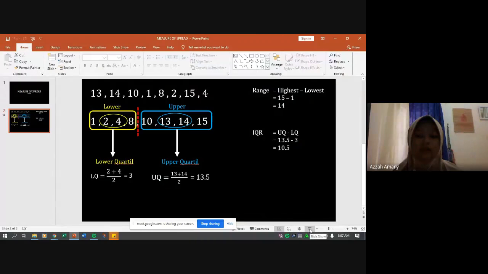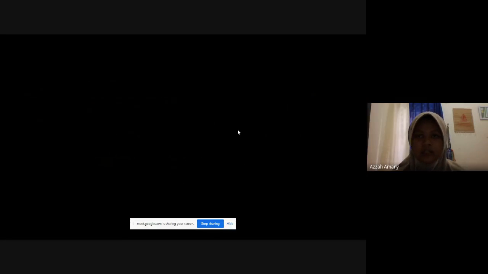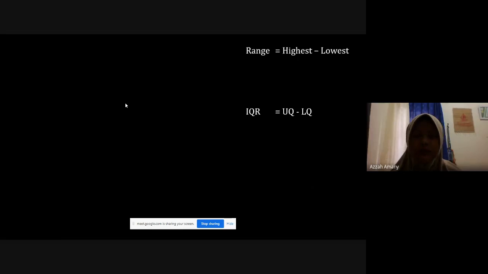Today we will learn about measure of spread. In this section, we will learn about range and interquartile range, which are the simplest ways to show how spread out a set of data is. Range and interquartile range.